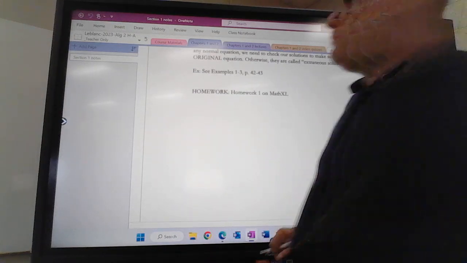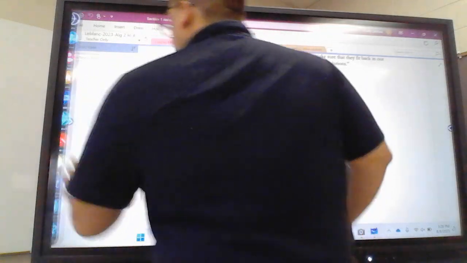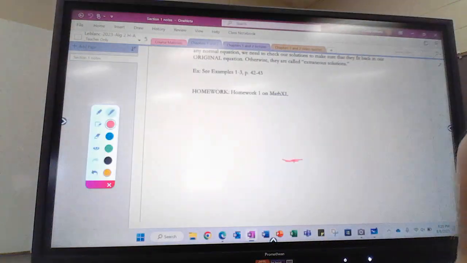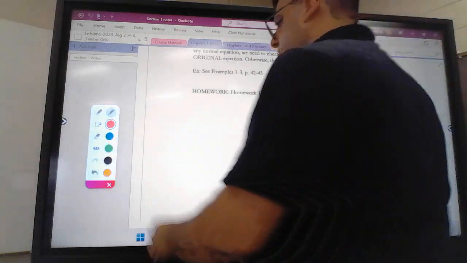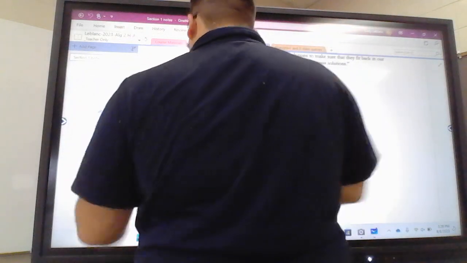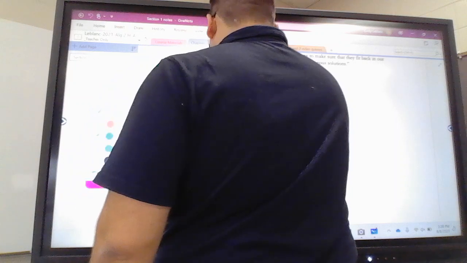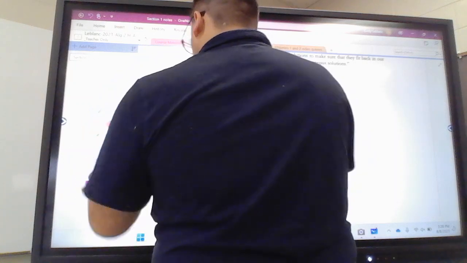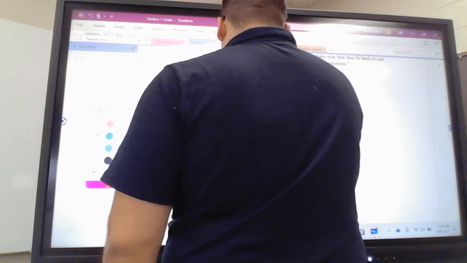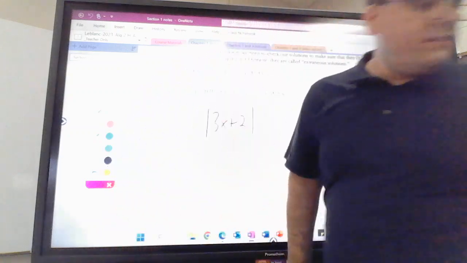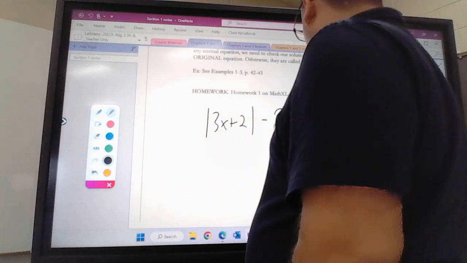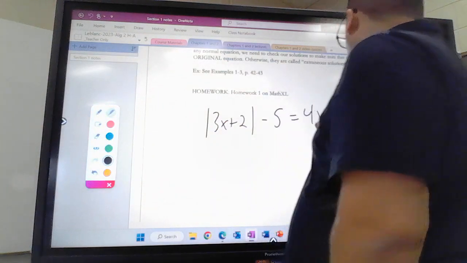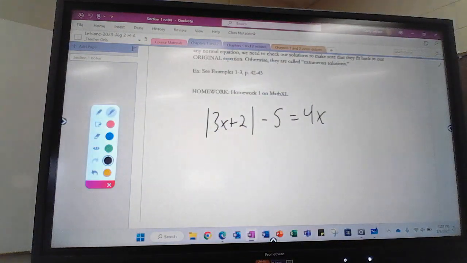So let me give you an example here. I'm going to solve this equation right here: the absolute value of 3x plus 2, minus 5, equals 4x.